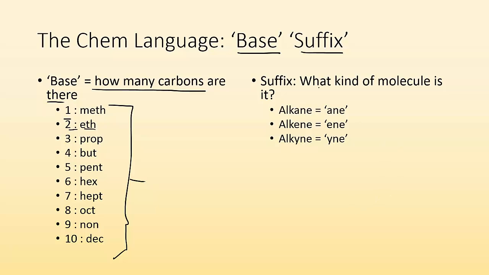And then the suffix is going to tell you what kind of molecule it is. Is it an alkane? If it is, then it ends in ane. If it's an alkene, then it ends in ene. If it's an alkyne, it ends in yne. So there's a systematic way to name these things.